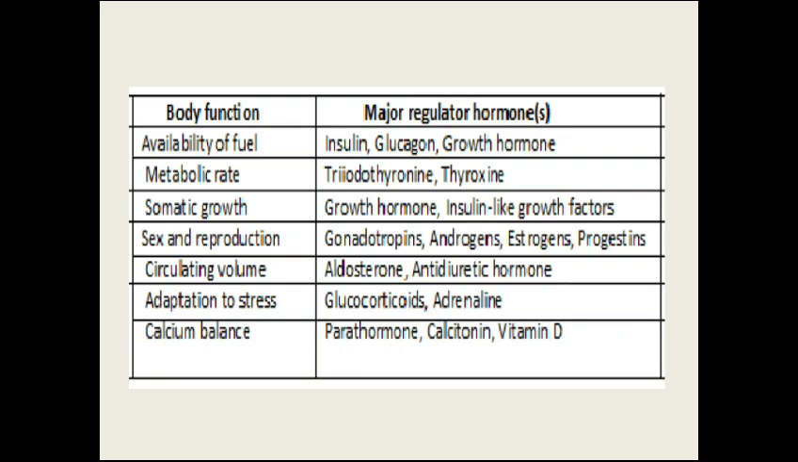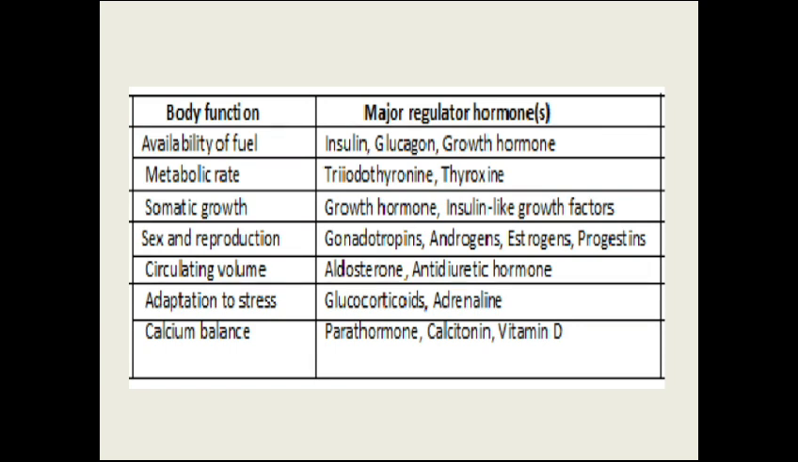Next is metabolic rate, and it is regulated by triiodothyronine and thyroxine. These are also known as T3 and T4 hormone secreted by thyroid gland, and this thyroid gland is also stimulated by thyroid stimulating hormone. Next one is somatic growth, and it is regulated by growth hormone, insulin like growth factors. Next one is sex and reproduction. It is regulated by gonadotropins, androgens, estrogens, progestins.